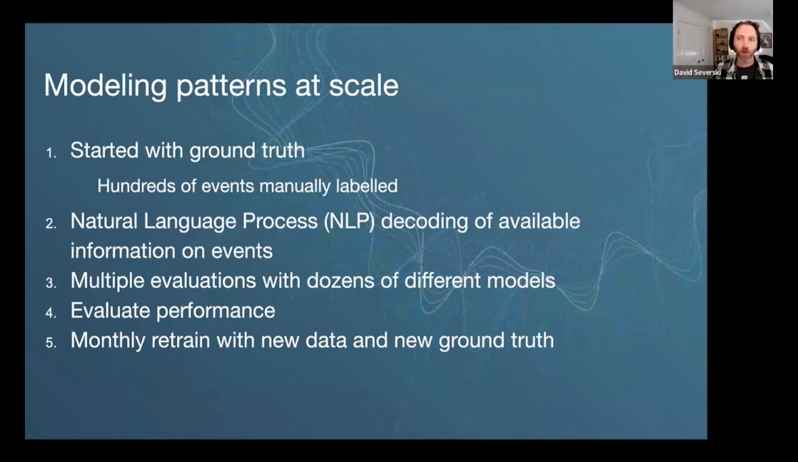And then we do the math. We do the natural language processing on this to decode information on these events. We evaluate literally dozens of different models. We evaluate our performance, and then we retrain this every single month. So every month we're getting new information coming in, and we look at not just the new events, we go back and look and say, what new information do we have on old events as well that help us refine our predictions. So this is a process that continues to get better as we get more information, as we get better analysis, and I expect to see only more great results coming forward.